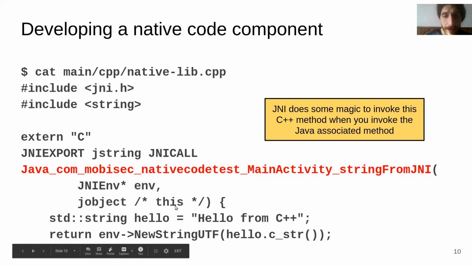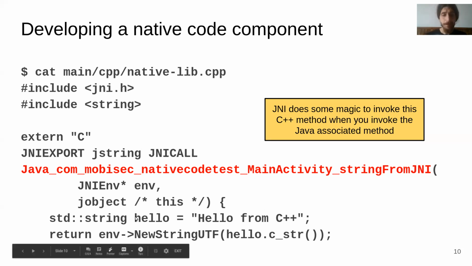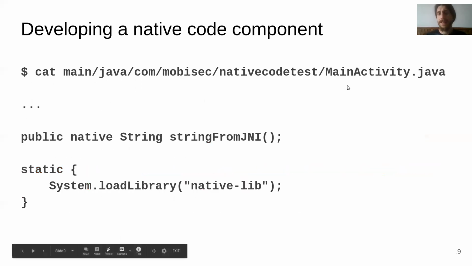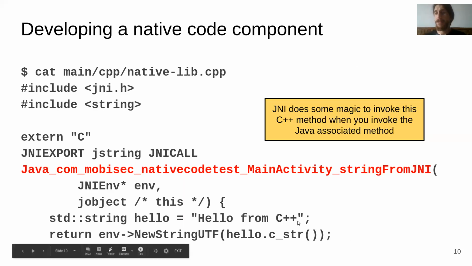Again, we define a string. This is a C++ string, and then we call this NewStringUTF method. It's a method of this environment object, and it creates a string in the Java world, a string compatible with the Java world. The type here is called jstring, and we return it. And in the code somewhere else in the main activity, once we invoke stringFromJNI, we get as output a string that actually contains hello from C++.